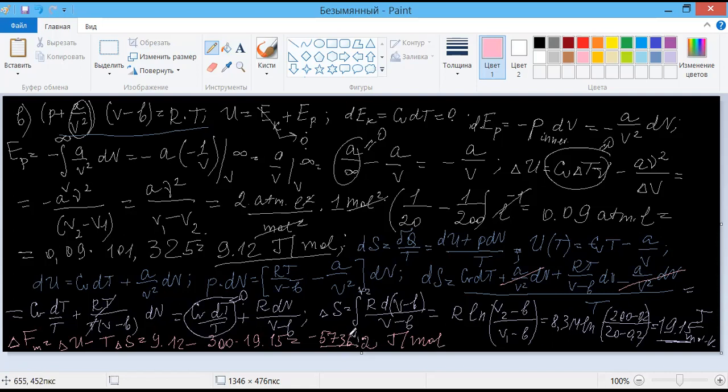So these are the answers related to van der Waals gas. As you see, the numerical values are not very different from the ones we've got for ideal gas, but still there are some differences. And the technique of calculation is slightly different because the equation of state is different. It's not the typical ideal gas state equation. Thank you. Now let's proceed to the second assignment.